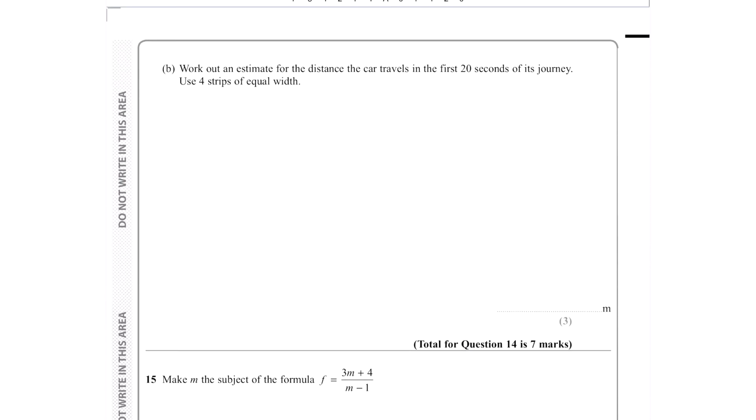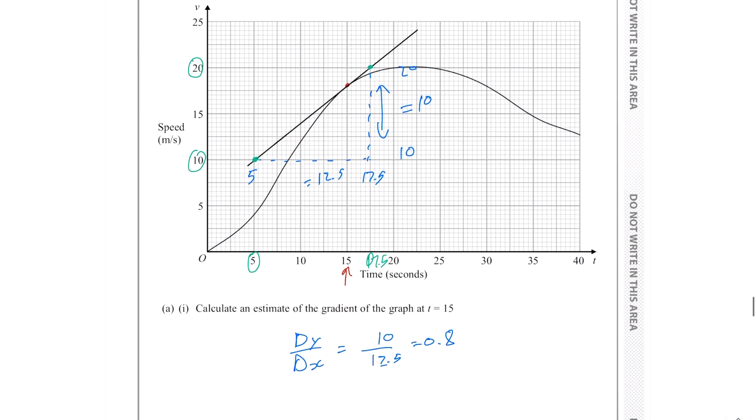Work out an estimate for the distance the car travels in the first 20 seconds of its journey. Use 4 equal strips. So the key bit here is the first 20 seconds and 4 equal strips. So if I go up, I'm just going to rub some of this work out. I'm going to leave my gradient though. Don't rub your gradient off because you'll need that for the answer to this question down here. But I'll just rub off this extra bit that I've done here.